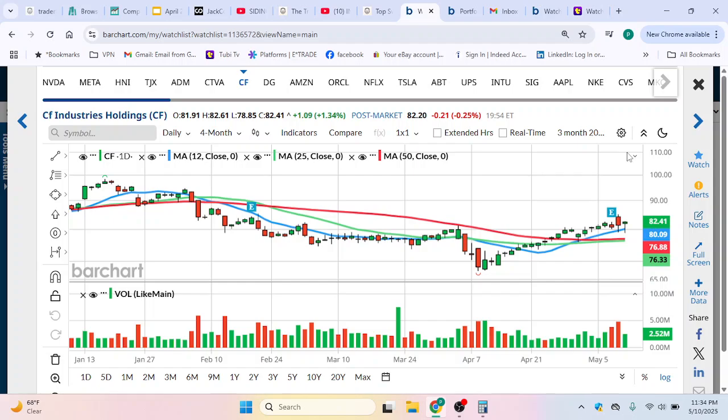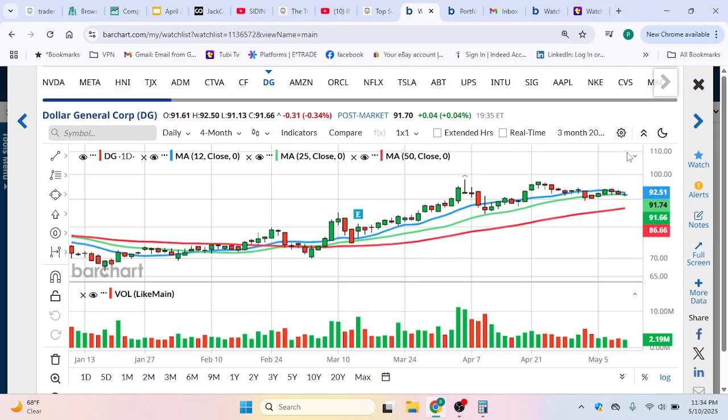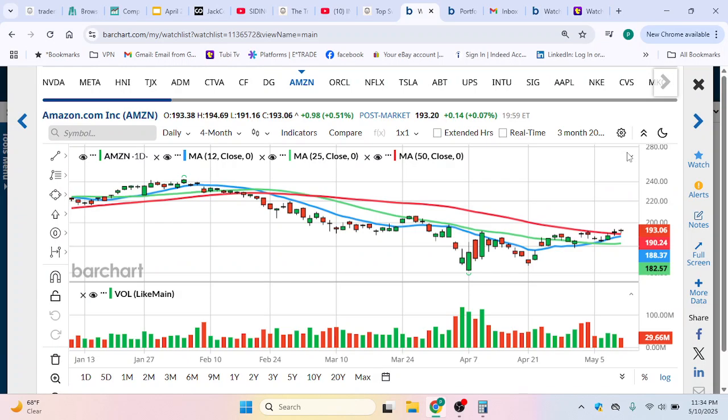CF Industries, another agriculture company, has had a nice move up off of a bottom. It had a neutral reaction to earnings, I guess. One of the recent winners has been companies like Dollar General and Dollar Tree, who've been in this short-term uptrend. And here's Amazon's daily chart in this overall downtrend, but improving.